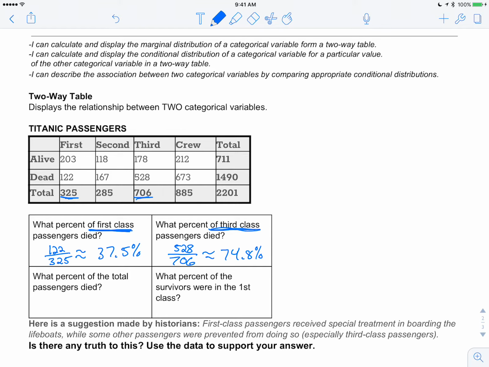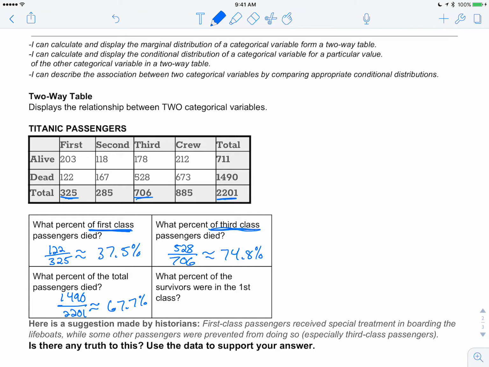Third question, what percent of the total passengers died? Total passengers is 2,201. And the percent that died, you're going to take your 1,490 and divide it by your 2,201, and you're going to get approximately 67.7%.